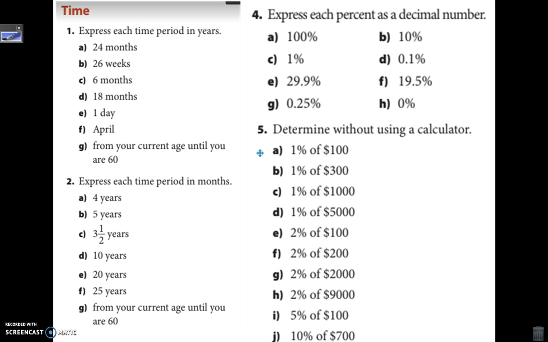1% of 1,000, you can compare with fractions, or maybe you are using a calculator. 1% of 1,000 would be 10. 1% of 5,000 would be 50. 2%, same exact pattern. 2% of 100 is 2. 2% of 200 is 4. 2% of 2,000 is 40. 10%, you're just moving the decimal one place to the left. 10% of 700 is $70.